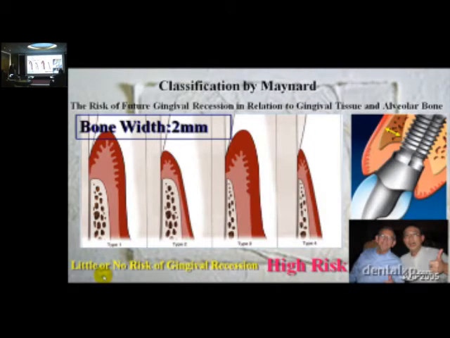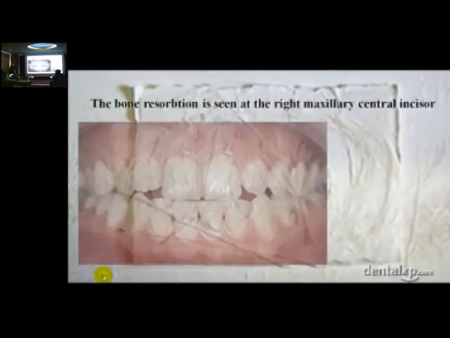However, if not, we need to perform a connective tissue graft for immediate implant placement. The technical manipulation that we can do is to improve type 4 to type 3 condition by connective tissue graft. By doing so, this technique will be able to prevent further gingival recession. Now look at this case.